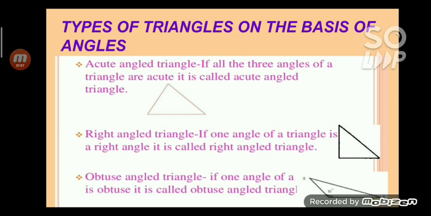Right angle triangle. What is a right angle triangle? If one angle of a triangle is a right angle, it means if one angle of a triangle measures 90 degrees, then it is called a right angle triangle. Obtuse angle triangle. If one angle of a triangle is obtuse, then it is called an obtuse angle triangle. What is an obtuse angle, bachcho? An angle which has a measure of more than 90 degrees but less than 180 degrees is an obtuse angle.